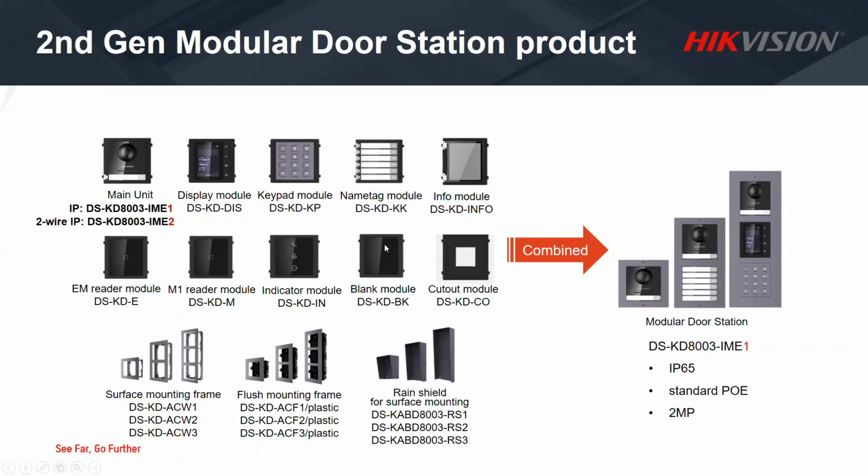And then we also have the blank module, just to reserve a certain space, or if you have maybe 5 modules, and you may find it's better to insert a blank module. And then we also have the cutout module for third-party panel mount readers. Okay, so basically these are all the current modules that we have.